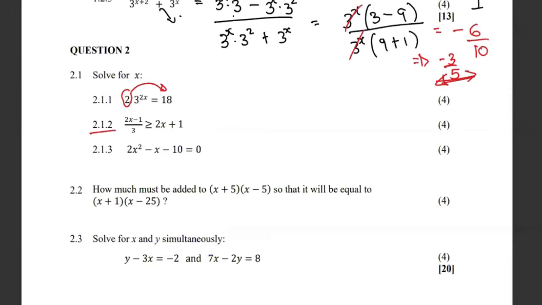Then we go to the next question, 2.1.2, which is the algebraic inequality. Step number 1, we can eliminate this denominator.